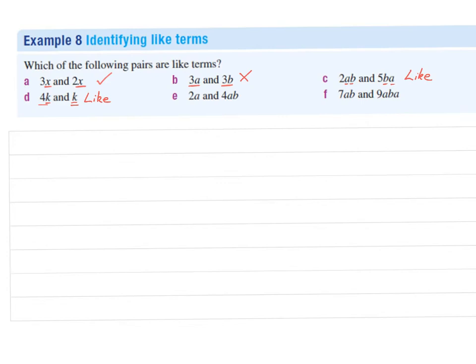Now in E, we've got 2 lots of A and 4 lots of AB. But because this term, 2A, doesn't have the B, they are not like terms. And the last one, F, same thing again. We've got A and B here, and we've got A and B and another A here. So they are not like terms because they don't have exactly the same pronumerals. They have to have exactly the same, all the same letters. The order doesn't matter, but it must have the same pronumerals.